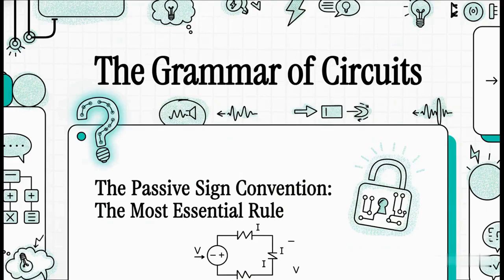You know, it's kind of cool to think about electrical circuits as their own language. I mean, it's the language that literally powers our entire world, right? And just like any language, it has its own rules, its own grammar. Well, today we're going to learn the most important grammatical rule of them all. It's the one that unlocks our ability to read any circuit correctly, the passive sign convention.